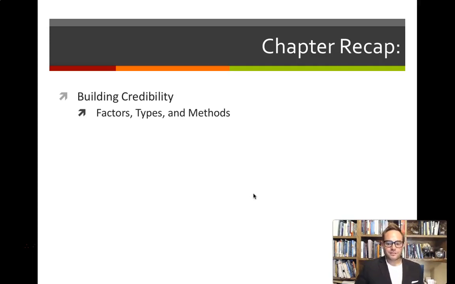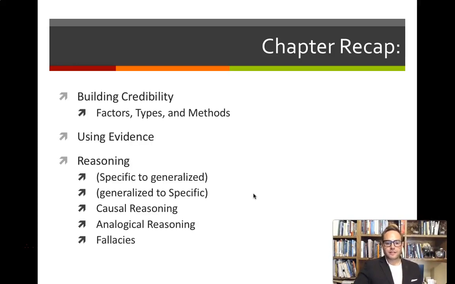So I know I went through this really quickly. I'm trying to keep these short, but essentially in this chapter, in this lecture, we covered building credibility. We talked about the factors, the types, and the methods. We talked a little bit about using evidence, and also some of the reasoning process. So make sure that you read thoroughly and fully the content in the textbook to get a detailed explanation of the different methods of persuasion.